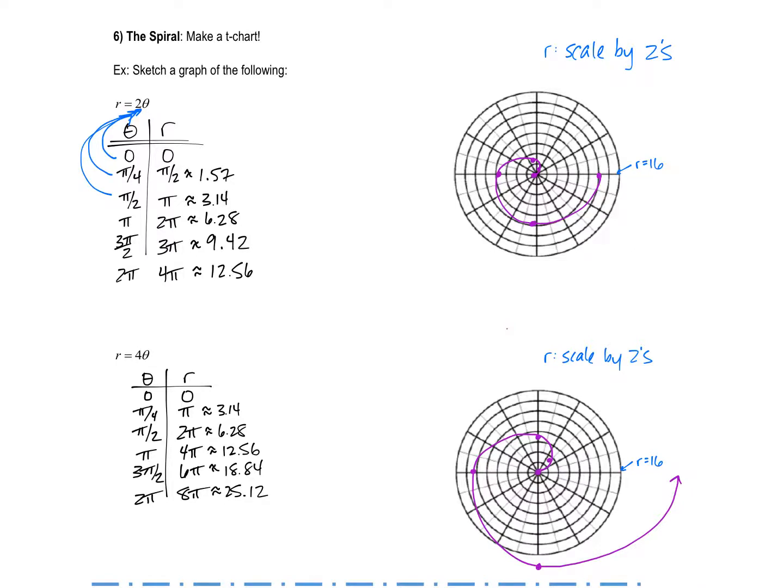But at 1.57, so 1.5, so not even all the way to 2 here. So somewhere here, I'm going to shift up 45 degrees and put a dot. And it's hard to see because it's kind of small. Let's do the next one.